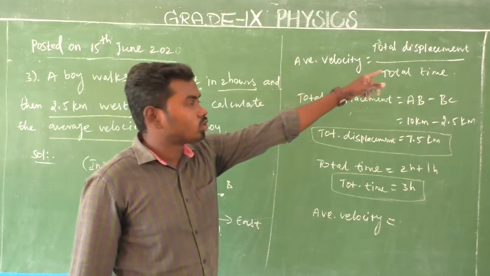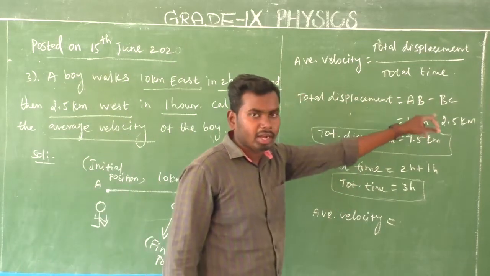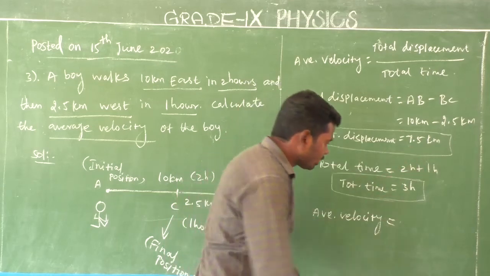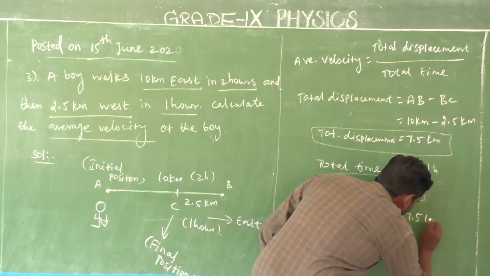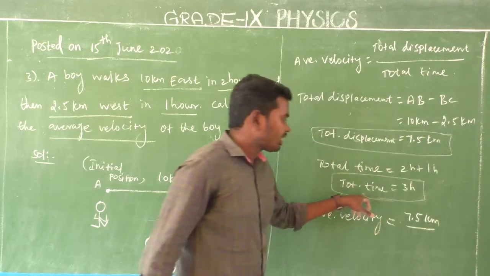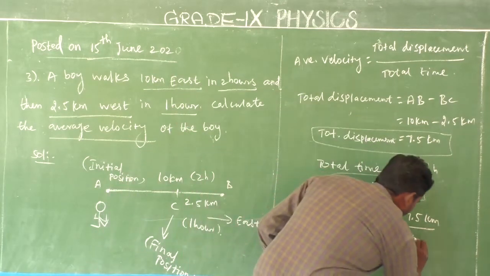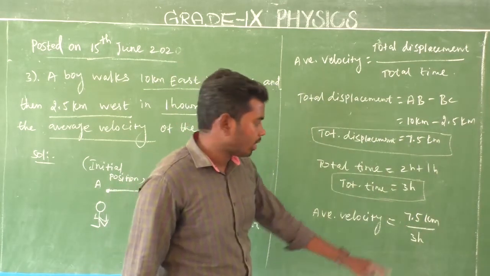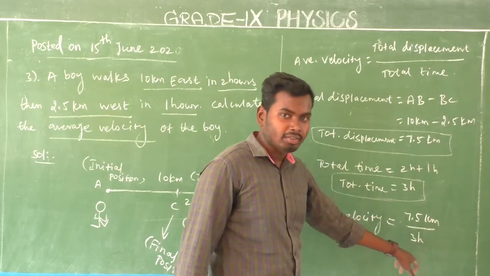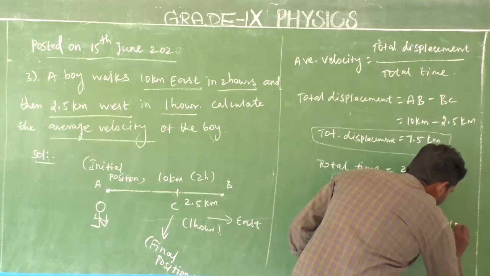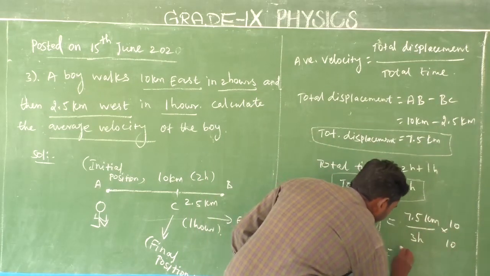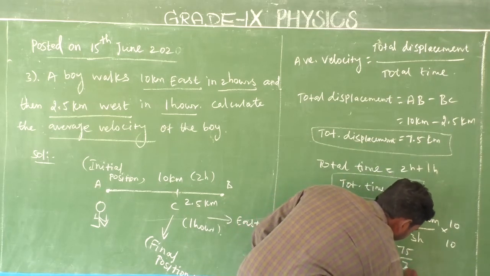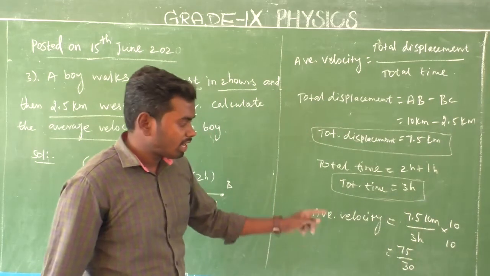Look at that. Total displacement divided by total time taken. Total displacement value is 7.5 kilometers divided by total time taken, 3 hours. Okay, look at here. We can multiply both by 10, so we can get whole numbers. This is 10 and this is 10. So this is equal to 75 divided by 30. How much? 75 divided by 30.